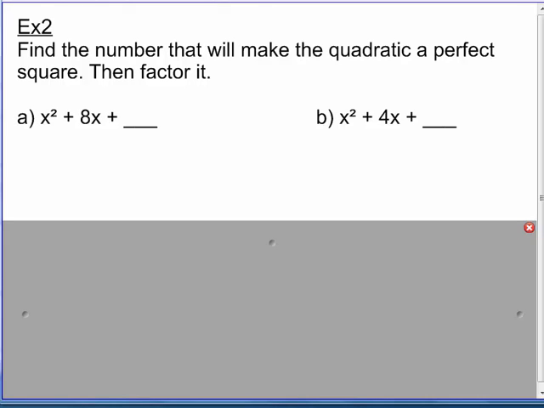So in example 2, all we're doing is trying to make it a perfect square. So we have x squared plus 8x plus something. And I want to make it a perfect square, which means when I think about this, we know it's going to be x, and I want that last number there to be the same thing. So I look at the 8. Well, what two numbers which are the same will add to 8? They're the same, 4 and 4 here.